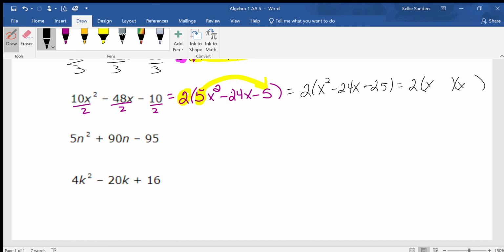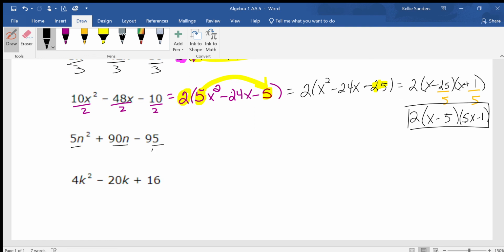X and X, minus and plus. What multiplies to get a negative 25 and subtracts to get a negative 24? 25 and 1. But remember that we multiplied the 5 and the 5 and got 25? That's when you have to do the dividing part. But not the 2, because the 2 was done, remember? So 25 over 5 is 5. 1 over 5 does not reduce, so we're going to move the 5 to the front and leave the 1 there.